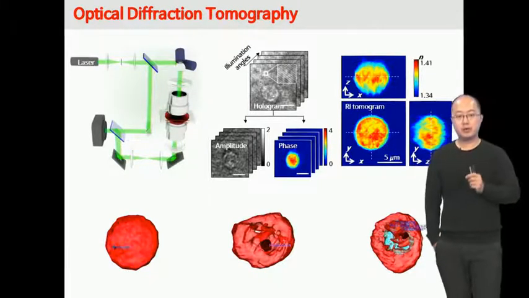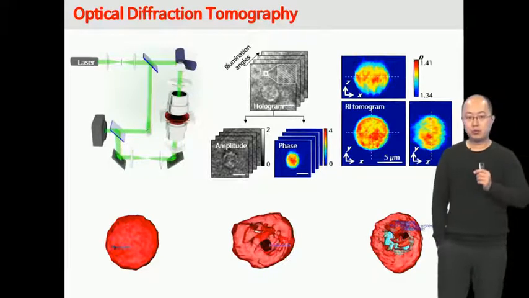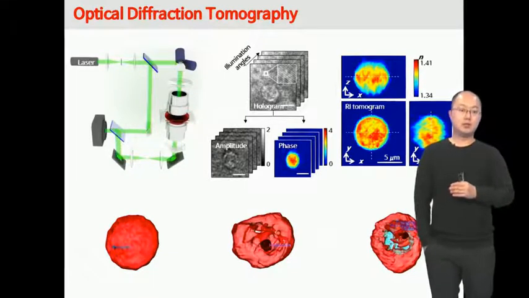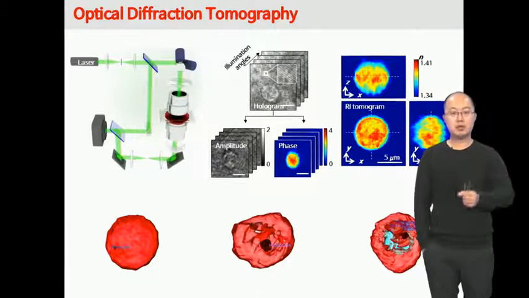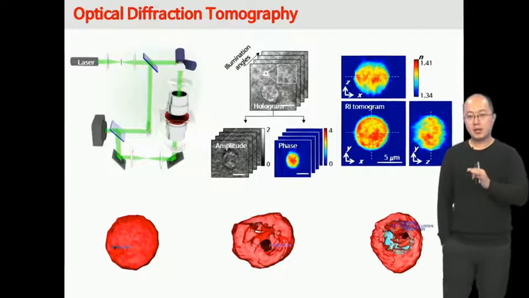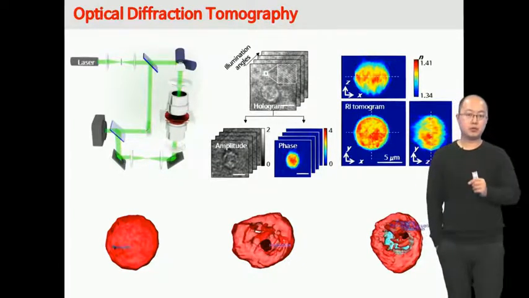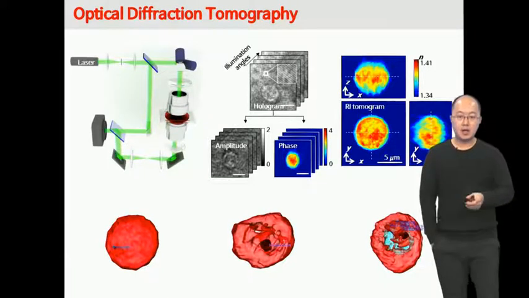As you know, the refractive index can be described as a complex number. The real part corresponds to the parameter determining the speed of light, which is the refractive index. The imaginary part of the complex refractive index corresponds to how much light is absorbed. So by using optical diffraction tomography, you can retrieve the three-dimensional distributions of the absorption as well as the light path length delay.